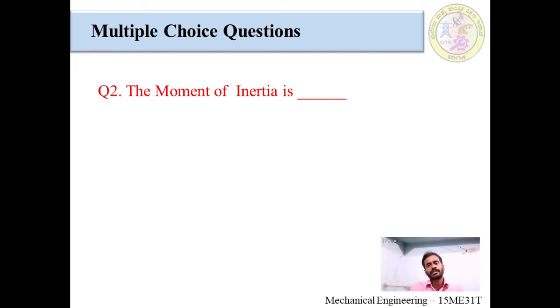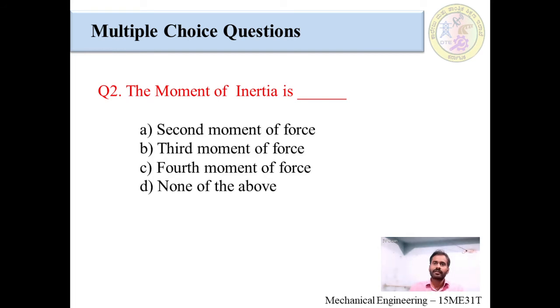Moving on to the second question: the moment of inertia is, option A, second moment of force, or a third moment of force, or a fourth moment of force, or none of the above. In the definition itself we have discussed this, so you remember.